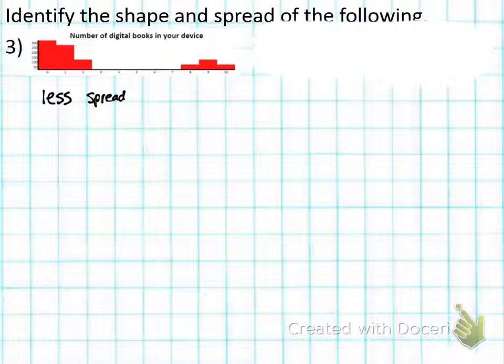Okay, now turn to your neighbor. Tell them, is it symmetrical or non-symmetrical? I would say this is non-symmetrical. This first one is skewed left or right? Skewed right, good. What other things are you noticing? There's a gap, right? So we notice there's a gap right here.